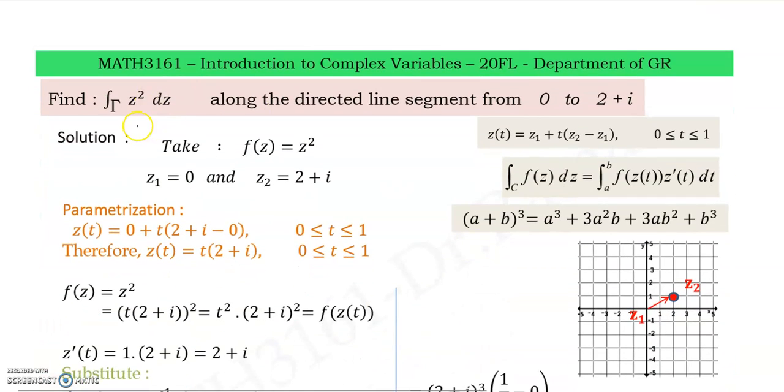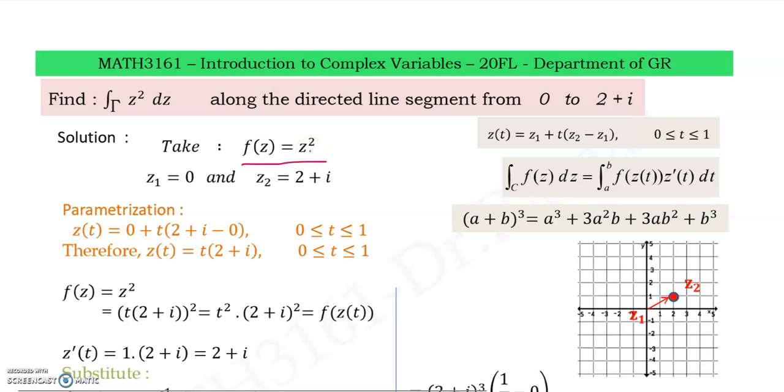Now see the first question. Find the integral over gamma of z square dz. Here our contour, denoted by gamma, is defined as the directed line segment from 0 to 2 plus i. That is our gamma. Okay. Now from the given we can write what is f of z. From the given integral we can write that f of z is z square.